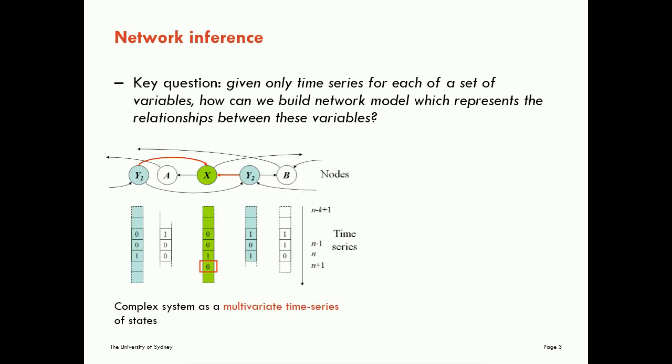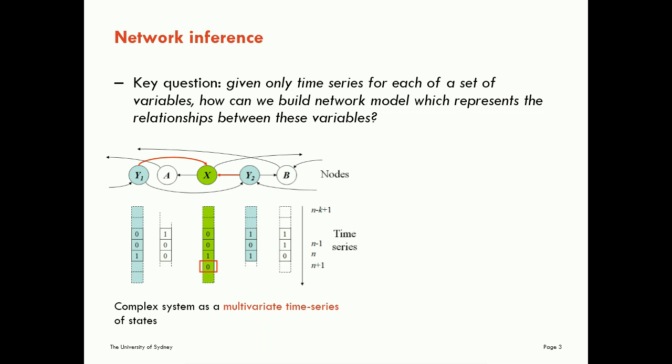So this first short video of the session considers the theory behind the different ways that we can infer network structure from time series data. So let's focus on the key question that we have here. If we're given only time series data for a set of variables in our system, here for X, for Y1, for A, for Y2, for B, and so on, if we're only given their time series of activity in some multivariate time series of states, but we don't have what the underlying network structure is, how can we go about building a network model that represents the relationship between these variables? Okay. How can we build the network model?